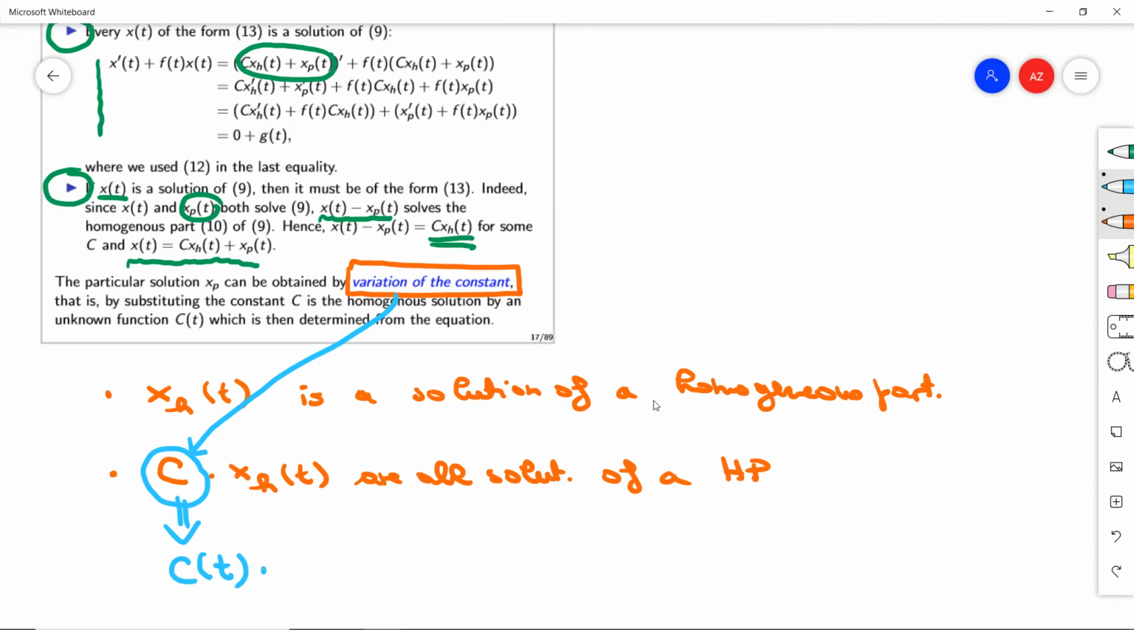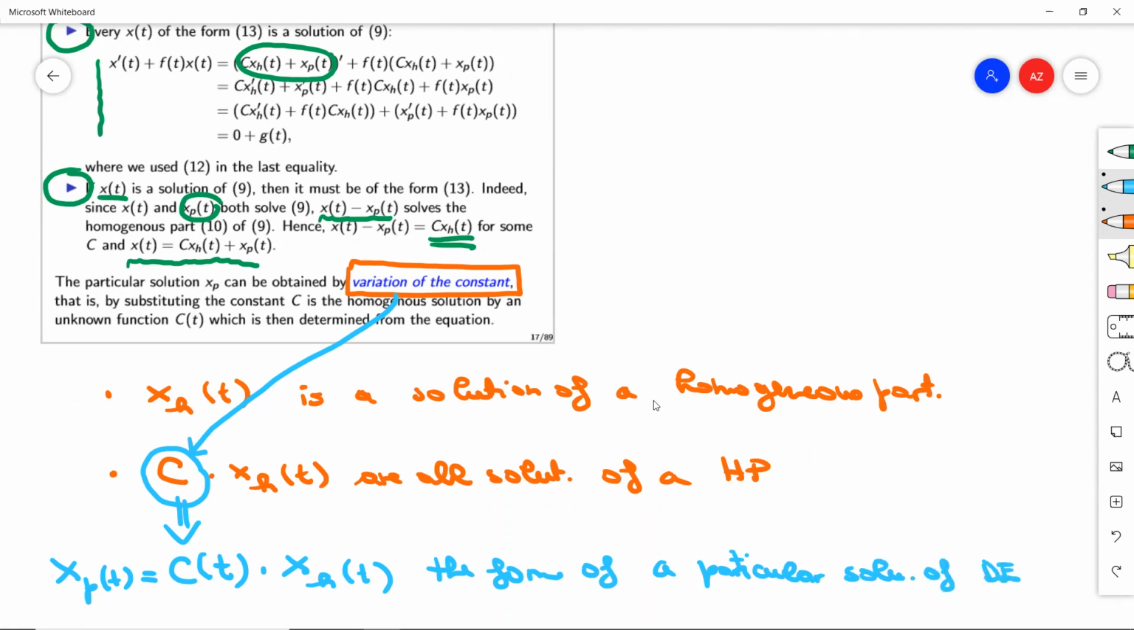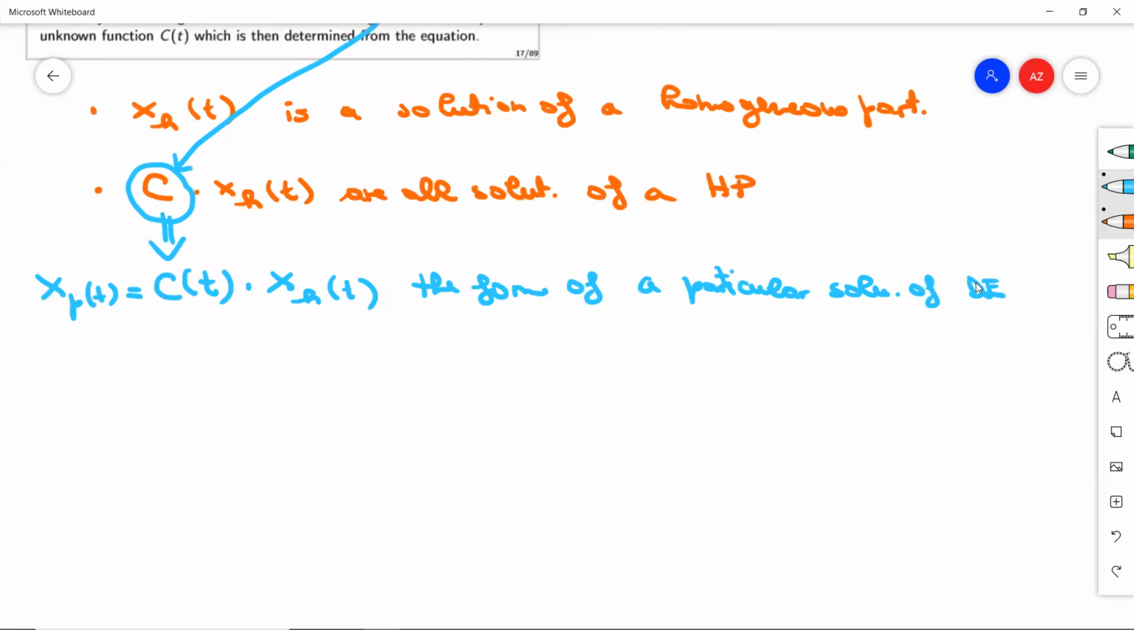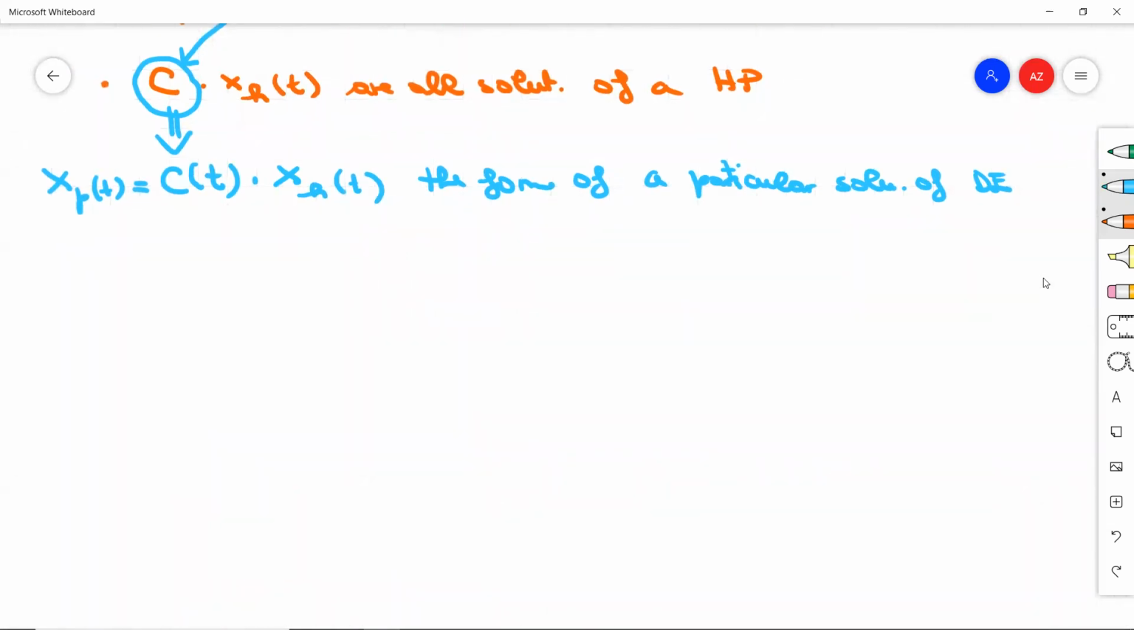And then what we claim is that the particular solution is of the form C of T times XH of T. So the form of a particular solution. And all that remains to be done is to determine this C. And let's look at an example.